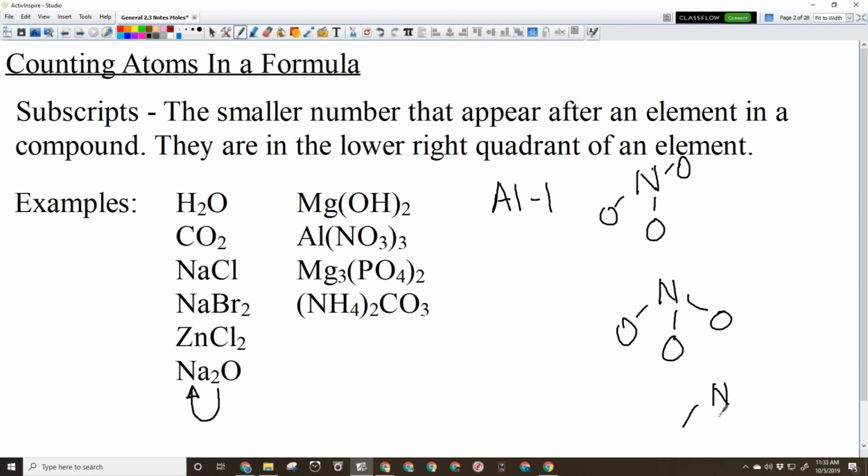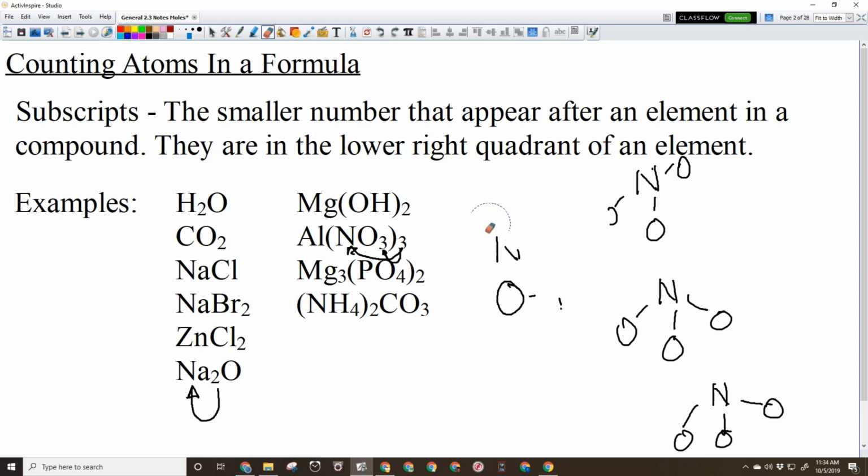So you can imagine it being like this. Okay, so how many N's do we have there? We have 3 N's. And how many oxygens total? There's 9. 3 for this one, 3 for this one, and 3 for this one. So this 3 here, like I said, acts as a multiplier. So this 3 goes for the N, 3 N's, and then 3 times 3 for the 9.